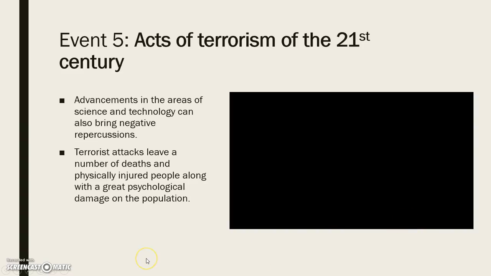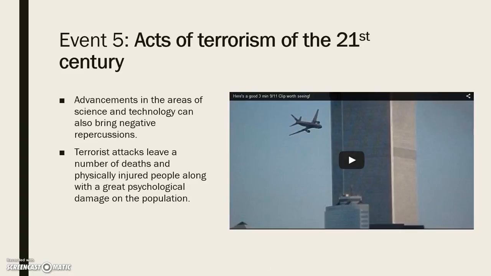Event number 5 is acts of terrorism in the 21st century. Advancements in both science and technology have negative repercussions. You can see this in the terrorist attacks that leave a number of deaths and physically injured people, along with a great psychological damage on the population in general, and specifically on the ones that were affected.